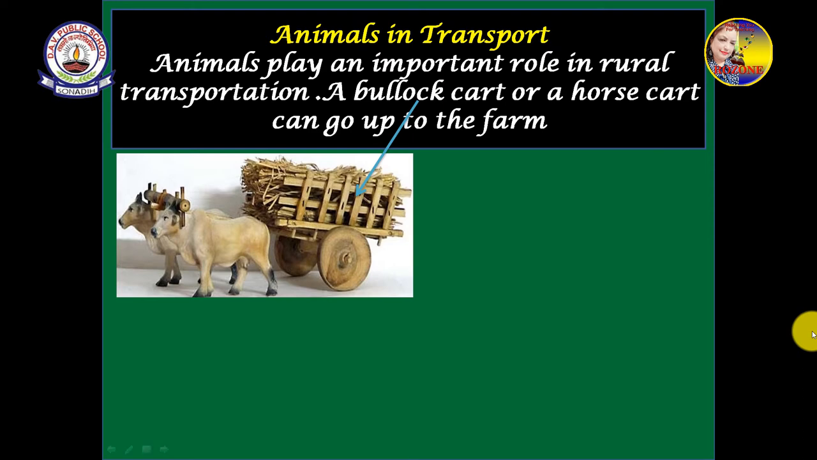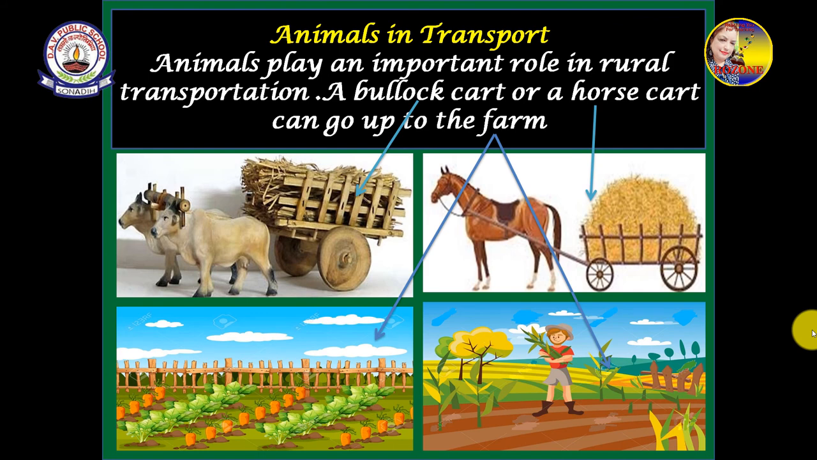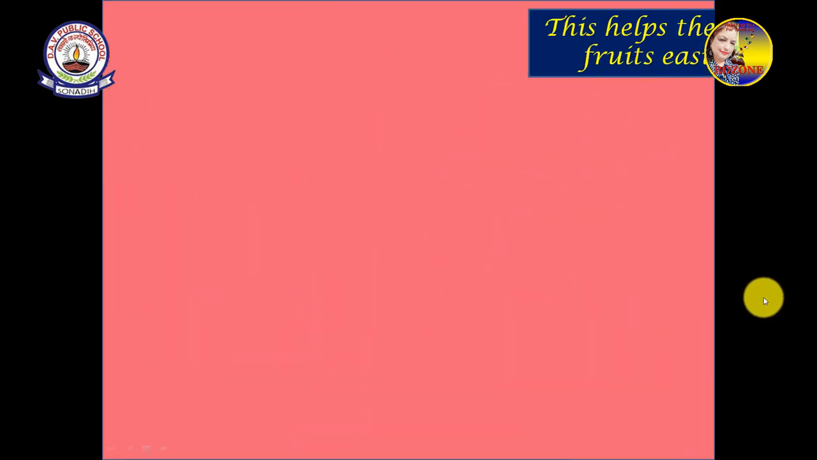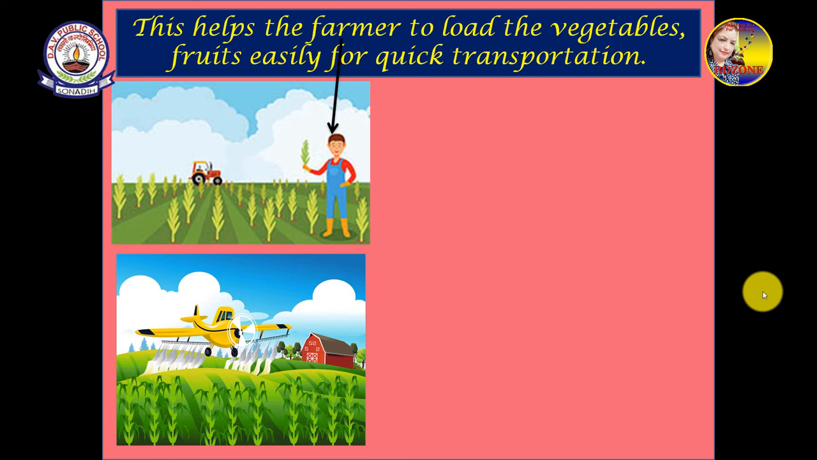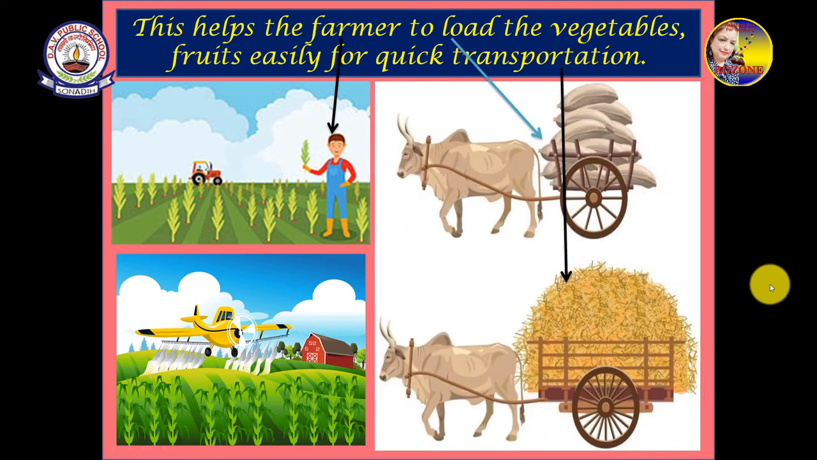So this, you can see, is a bullock cart, a horse cart, and this is the farm, and this is the farmer. It is very much necessary for the farmers, so that all the goods are laid in the bullock carts and horse carts and are sent where? To the cities and towns. So this helps the farmer to load the vegetables and fruits easily for quick transportation. This is the farmer, and you will find that the farmer uses all these means of transport in order to send the goods fast. So you see some more bullock carts and the goods laden on the carts.